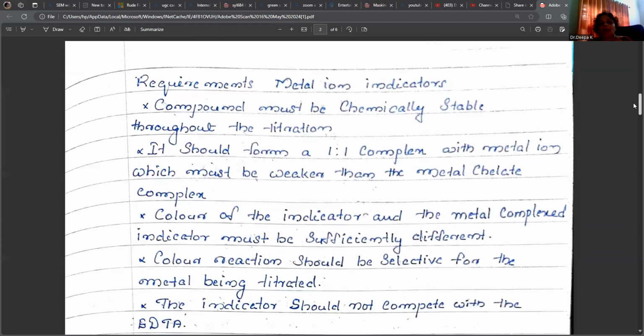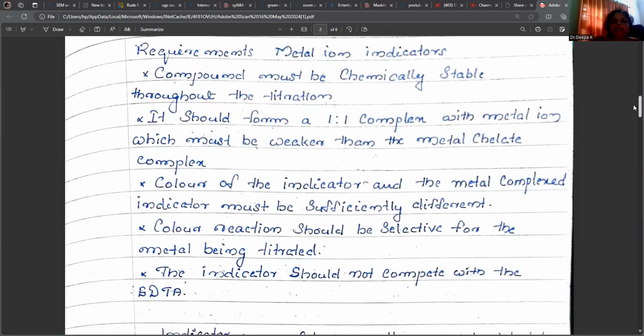What are the requirements for a compound to be a metal ion indicator? As we have already said, the compound must be chemically stable throughout the titration. It should form a 1:1 complex with the metal ion, which is weaker than the metal chelate complex or metal EDTA complex. If the chelating ligand used is EDTA, the color of the indicator and the metal indicator complex must be sufficiently different, and the color reaction should be selective for the metal being titrated. The indicator should not compete with the EDTA.